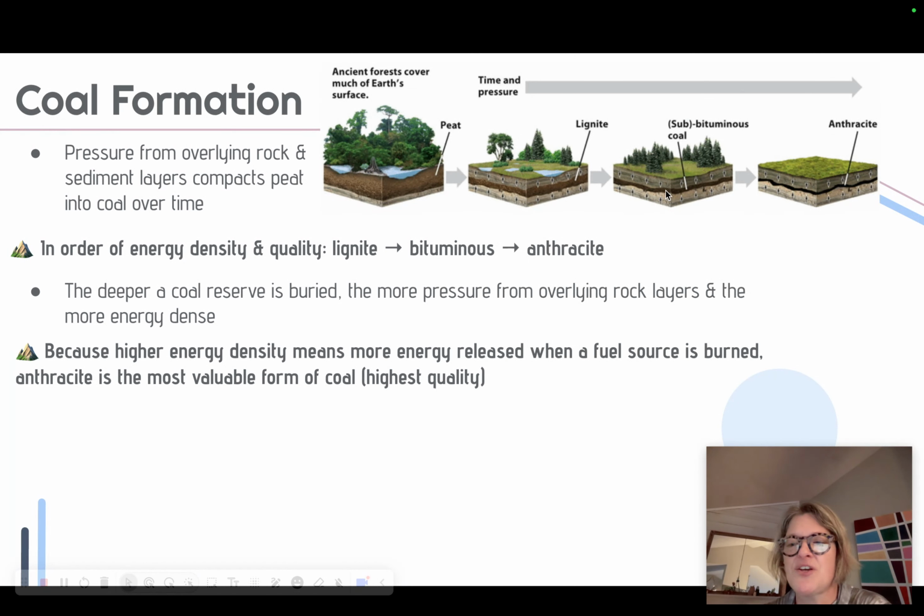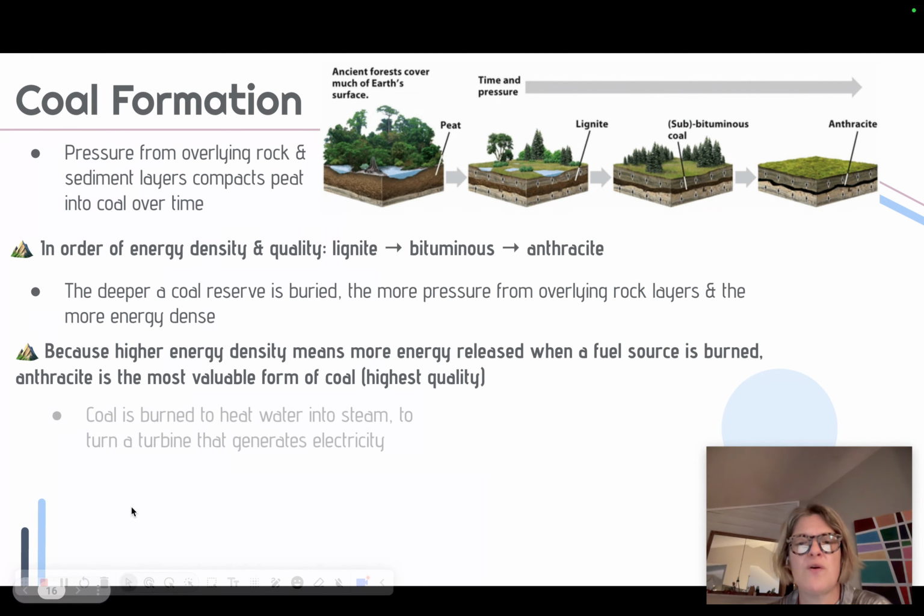We're running out of the easier to find forms of coal, and we're left with what's harder to find and more destructive to the ecosystem to find as well. All right. Because there's higher energy density, like I said, that means that there's more energy released. And so the most valuable type of coal is anthracite coal.